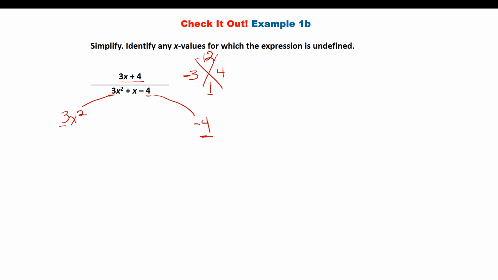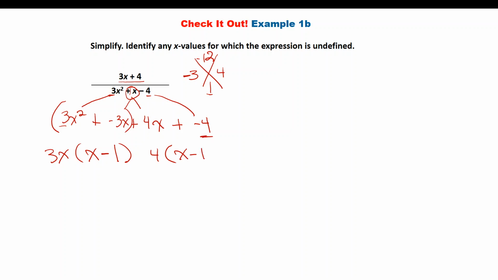So what I'm going to do is take this +1 right here, and I'm going to change it to a -3x plus a +4x. And that way, -3x plus 4x equals +1. So I've just rewritten it a little bit different. Now I can factor some things here. If I group these two together, I can pull out a 3x, and that leaves me with x minus 1. And over here, the same thing. If I pull out a 4, that leaves me with x minus 1.